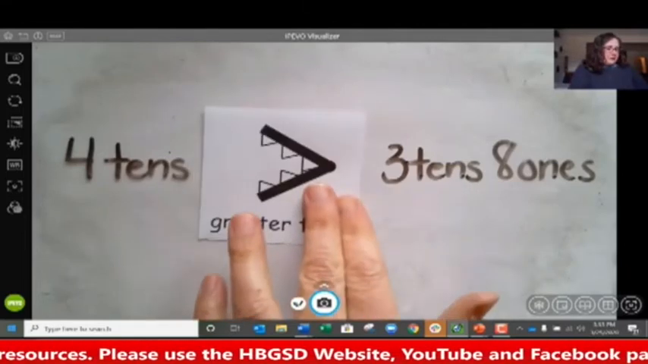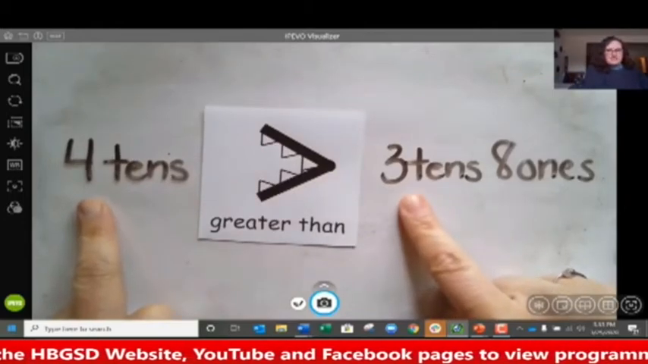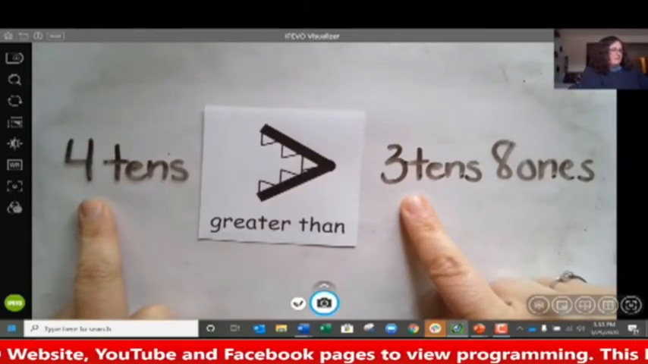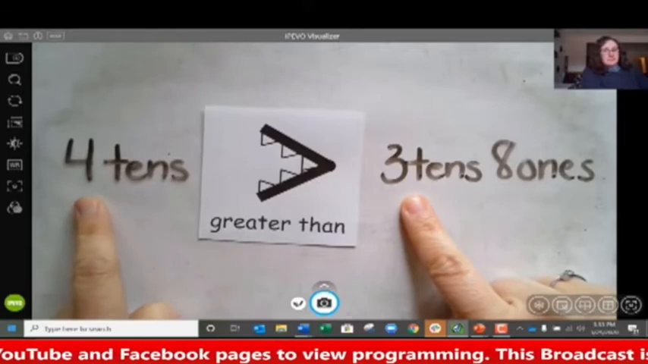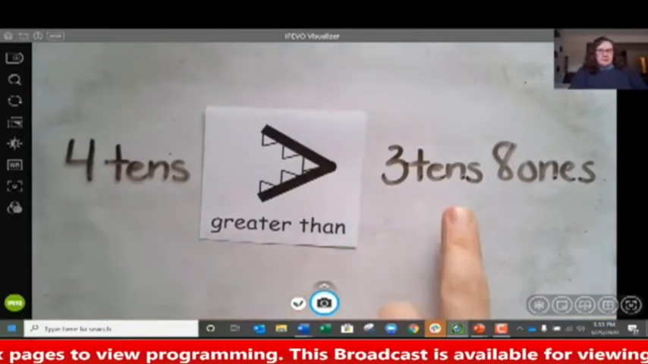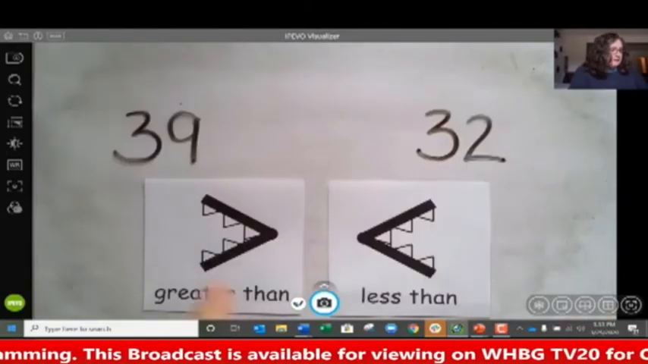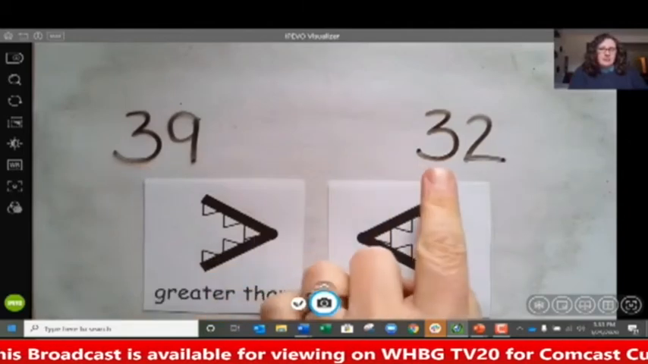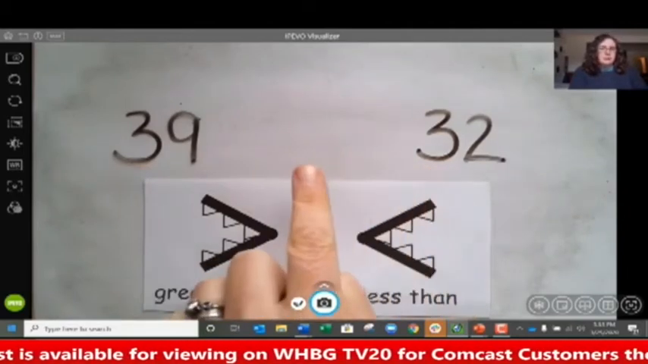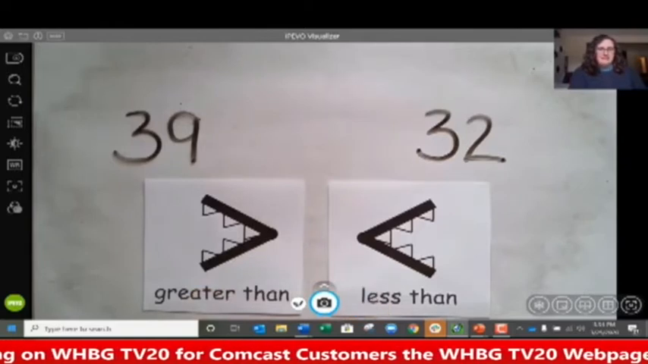Did you say greater than? 4 tens and 3 tens. When I look at those parts, 4 tens is more than 3. So 4 tens is greater than 3 tens, 8 ones. The next one is 39 and 32. Would you put greater than or less than in the middle?